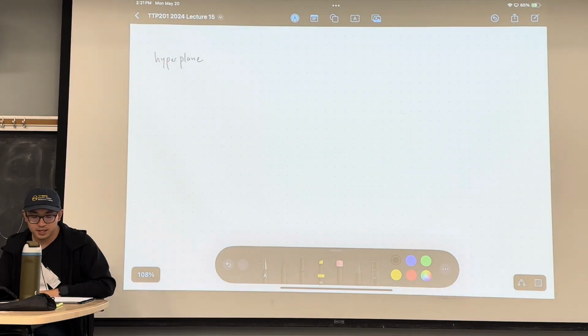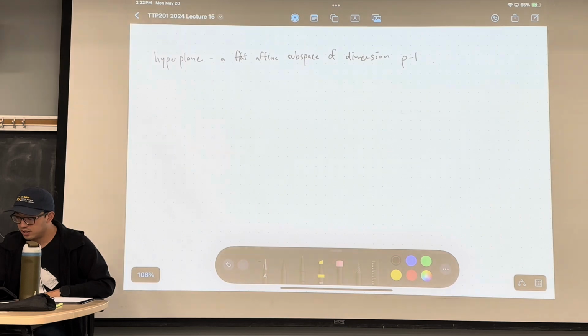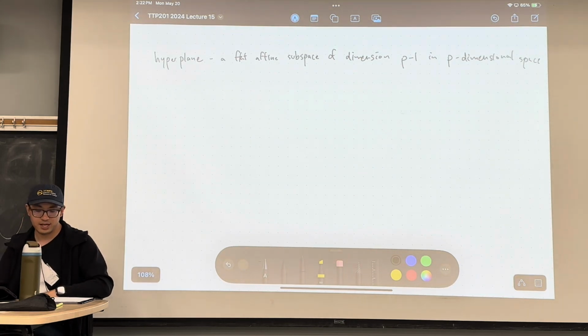A hyperplane is a flat affine subspace of dimension p minus 1 in p-dimensional space. Okay, what does that mean?